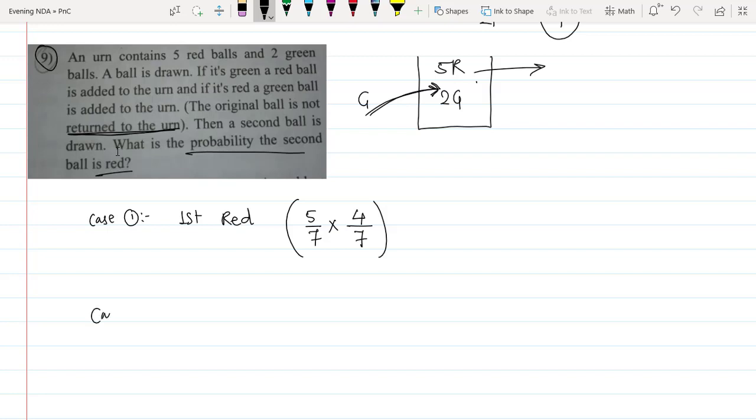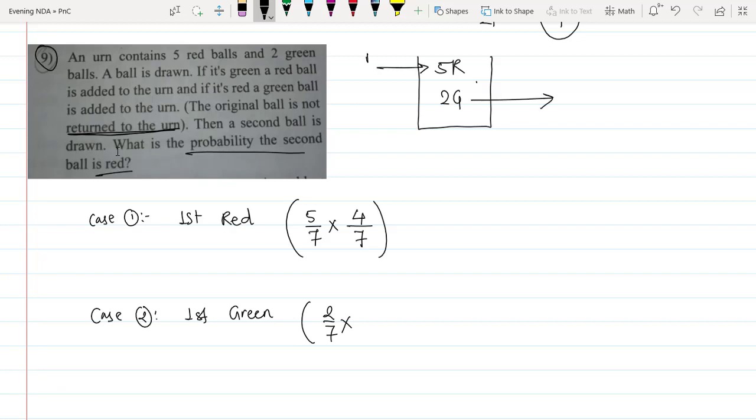So case number 2 will be what? Suppose the first ball you have drawn is a green ball. So what is the probability of green ball? Okay. 2 by 7. So it will be 2 by 7. Excellent. So once you take the green ball out, you have to add the red ball.